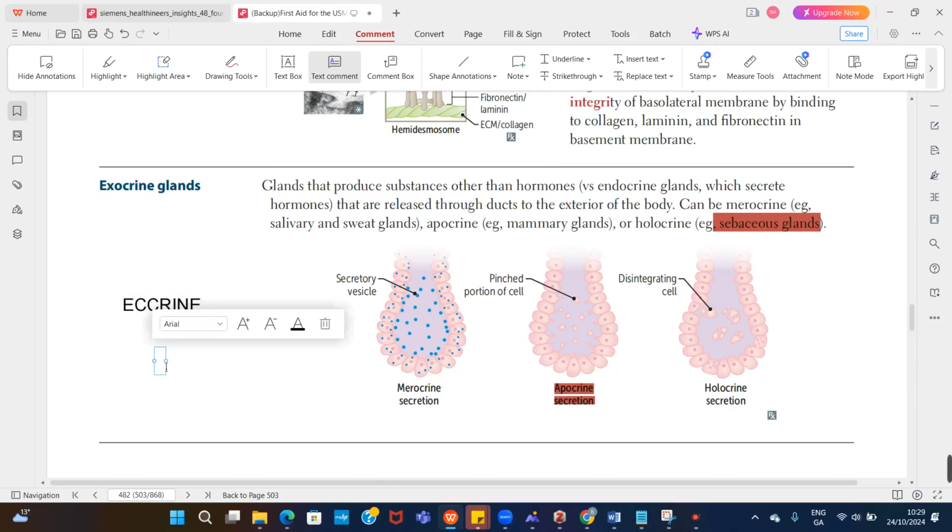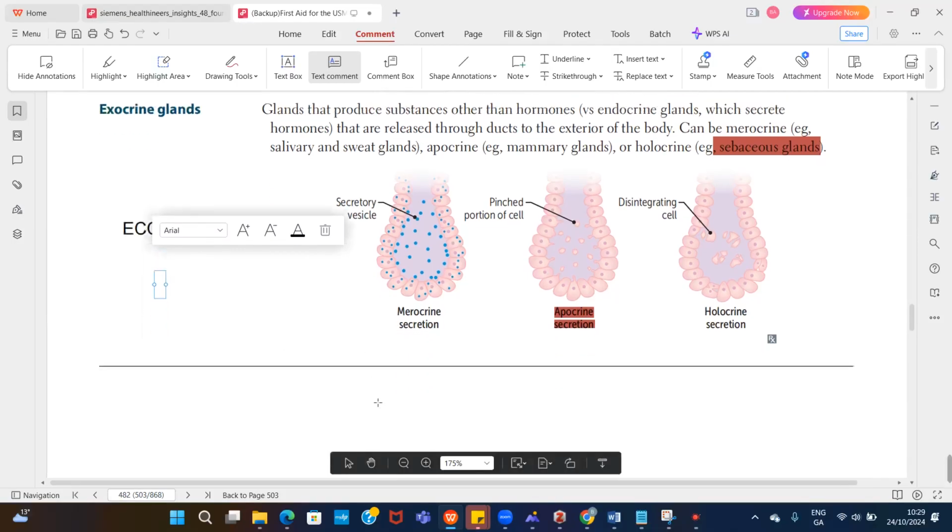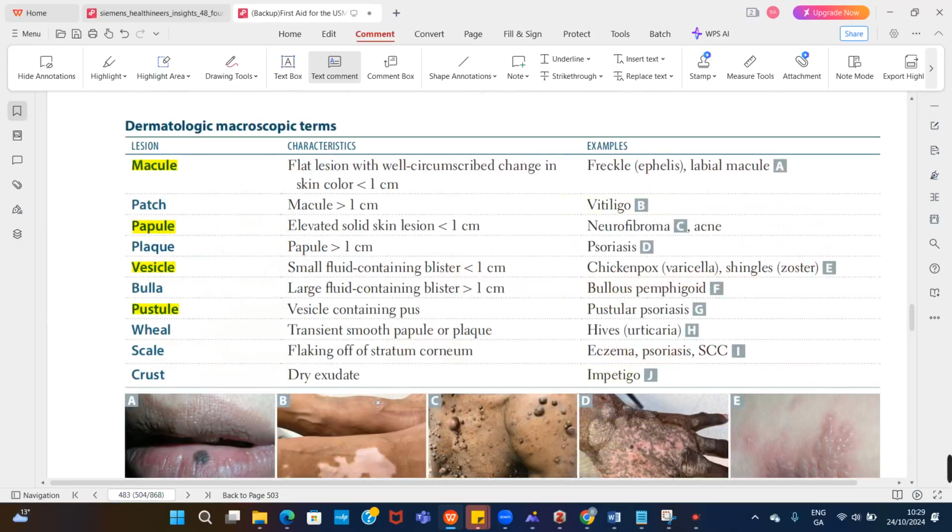Do we find it a little bit easier using this analogy to understand the way these exocrine glands work? Yes, yes. Okay, that's fine.